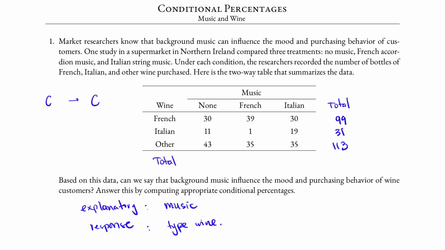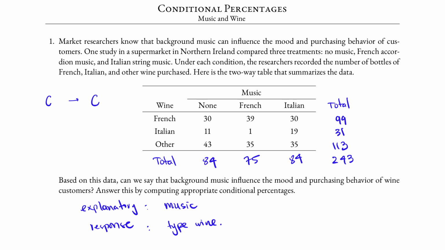In the first column with numbers, 30 plus 11 plus 43 is 84. 39 plus 1 plus 35 is 75. 30 plus 19 plus 35 is 84. And if we add up the numbers in the margin, the row total or the column total, we should end up with the same grand total, which is 243.